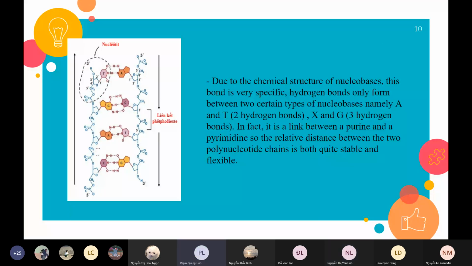I will continue. Due to the chemical structure of nucleobases, this bond is very specific. Hydrogen bonds only form between 2 certain types of nucleobase, namely A and T with 2 hydrogen bonds, and C and G with 3 hydrogen bonds. In fact, each is a link between a purine and a pyrimidine, so the relative distance between the 2 polynucleotide chains is stable and flexible.